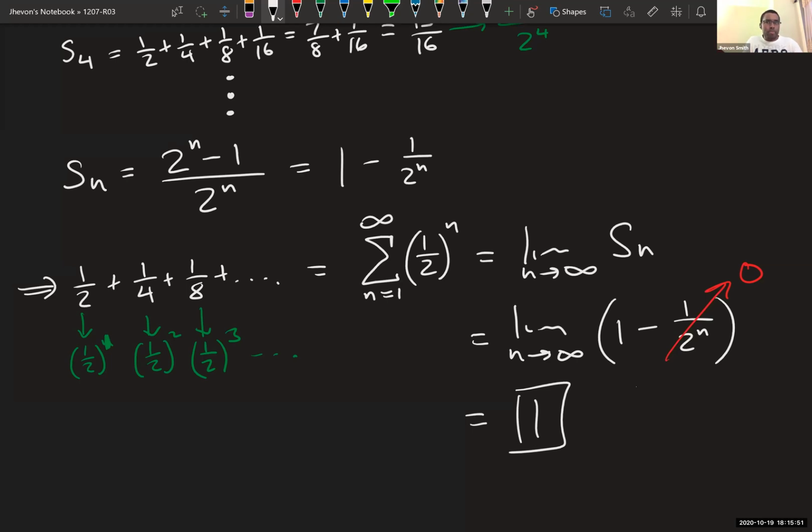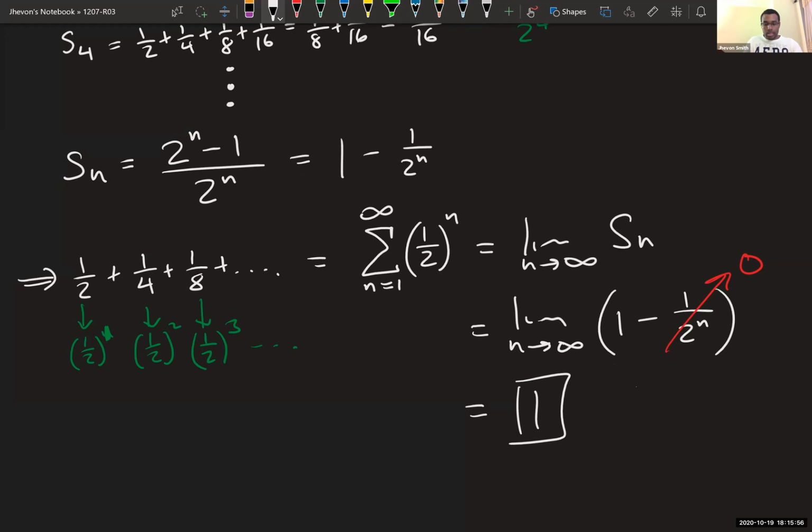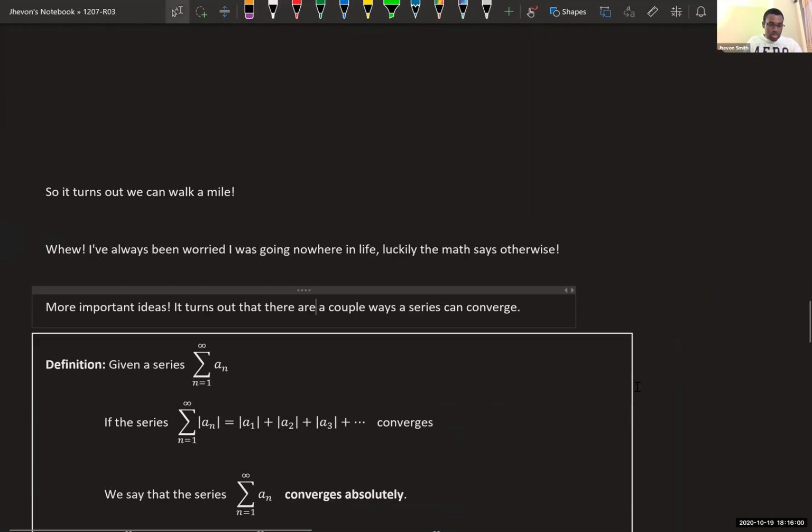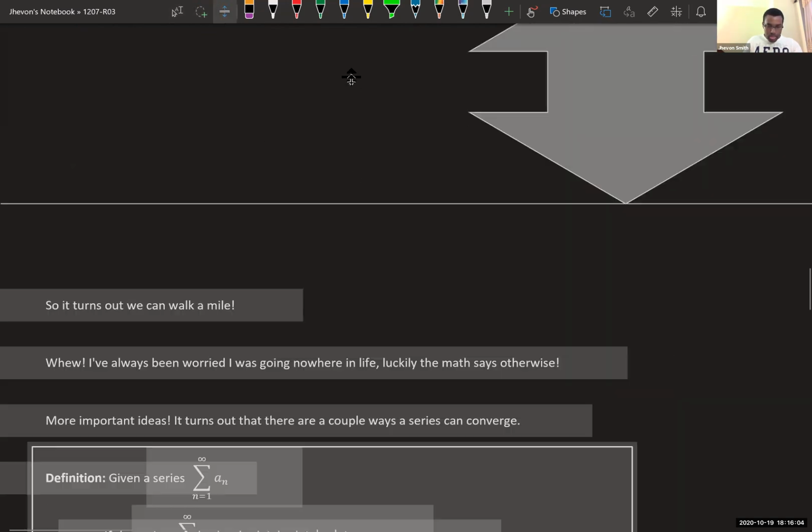Now, a bigger question is, when can something like this work out? When does this actually happen? When does an infinite sum have a nice, meaningful answer? When does it not? Is it always the case? Is there always a meaningful answer? That's what we're going to figure out. Let me put some space here.